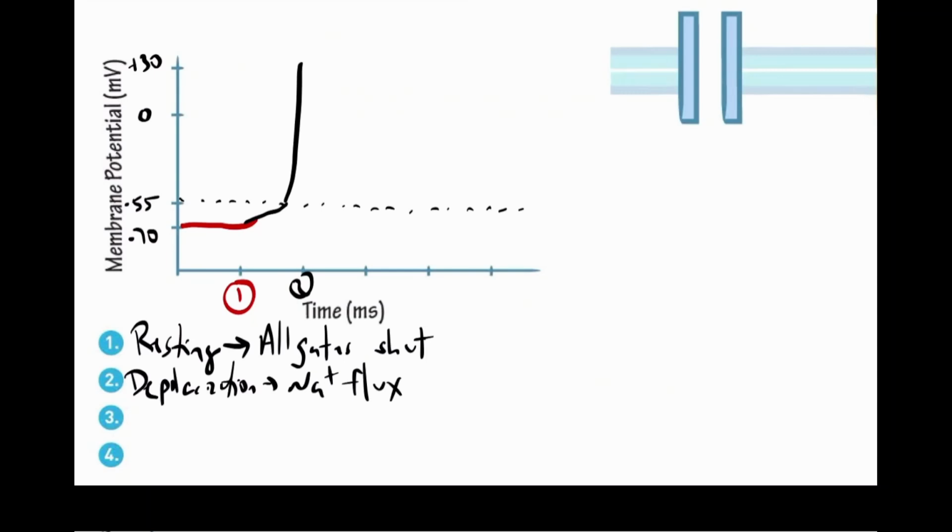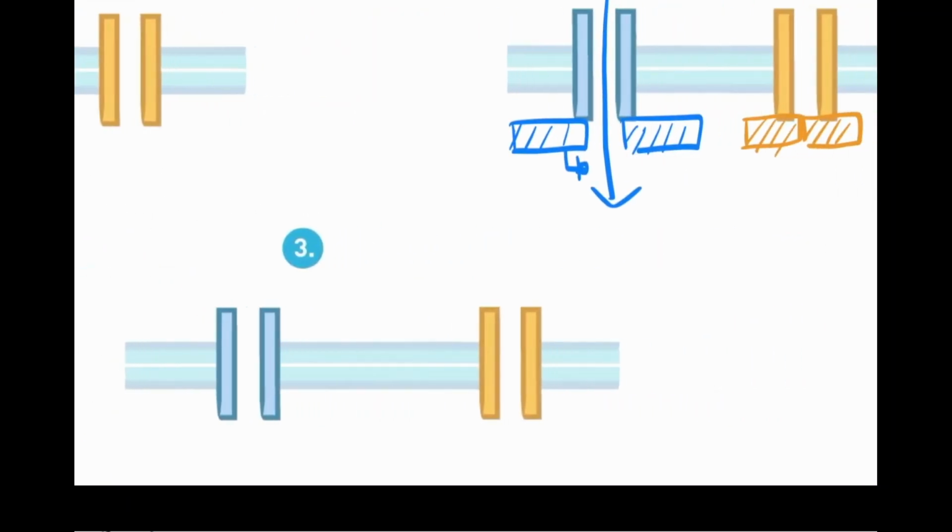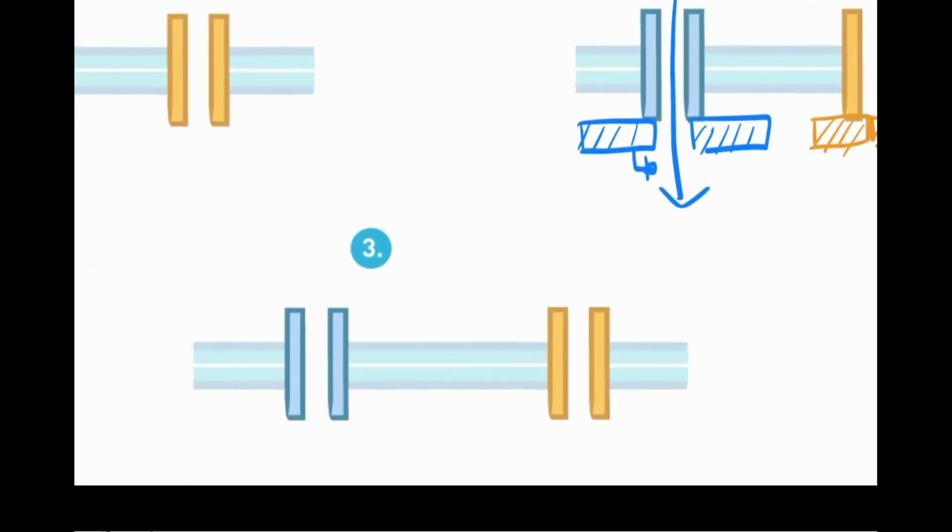All or none, all the channels open up now, because that's where the voltage-gated sodium channels like to be opened up, around negative 60. So they all open up, negative 55, boom, we have our action potential. All the way up. Okay, that's step 2, depolarization. Just sodium is moving, nothing else. Step 3, after we depolarize, we have to repolarize.